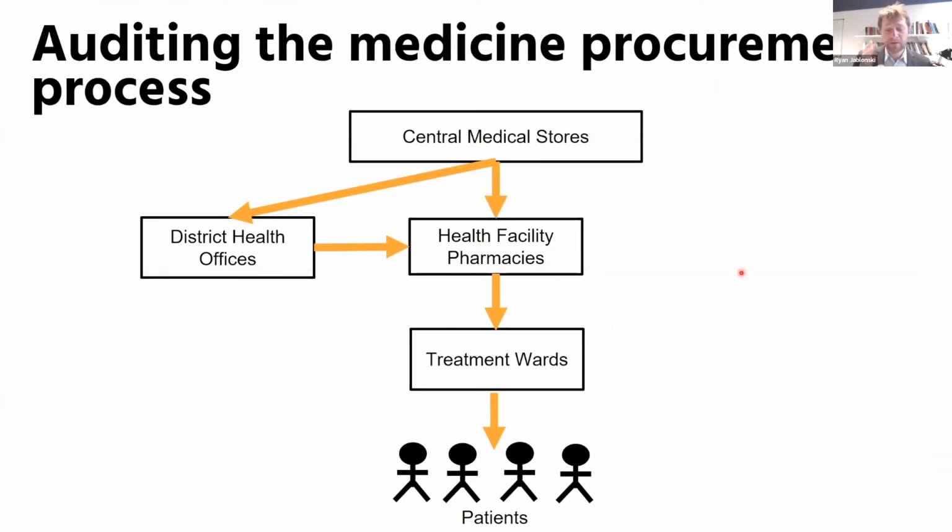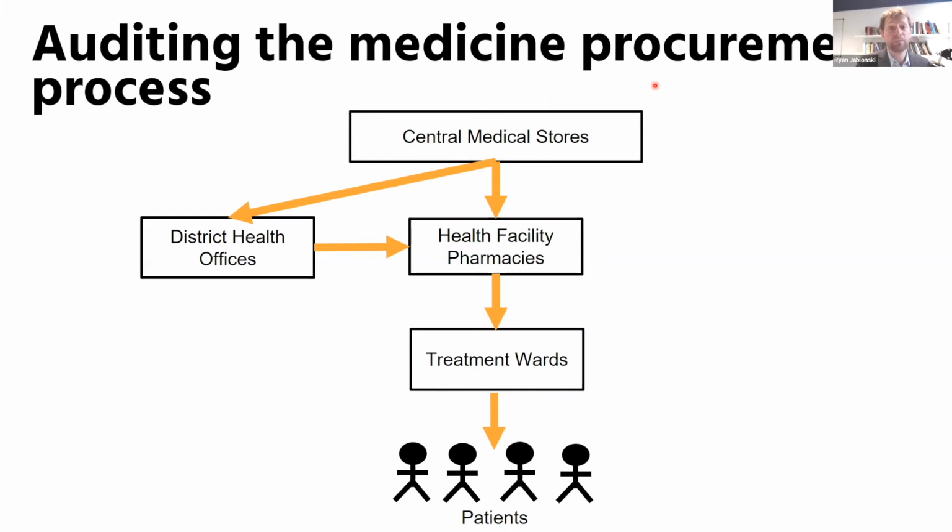So to understand what we did with the audits, it's useful to say a little bit about the procurement system within Malawi. This is a very simplified plot of how medicines get to patients. In Southern Malawi, we have an organization called Central Medical Stores Trust, which is a parastatal company, responsible for storing medicines and organizing, through independent logistics companies, the delivery of medicines to government health facilities. Now, this can happen in one of two ways.